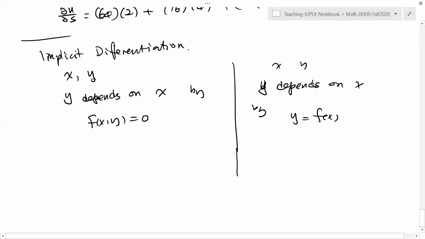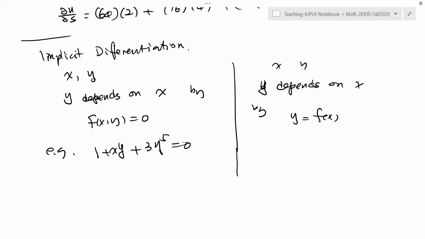But here the dependency is complicated. You cannot solve for Y in some cases. For example, 1 plus xy plus 3y to the fifth. Can you solve for Y in terms of X? No. So you cannot express Y in terms of X explicitly using elementary functions. There are some reasons you cannot do that.